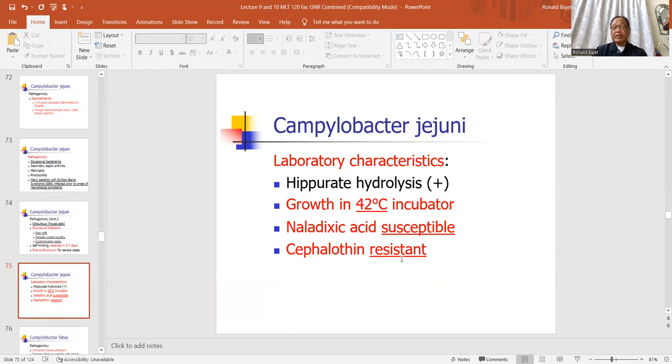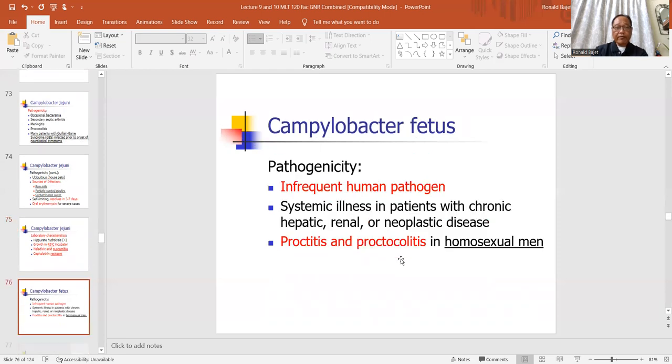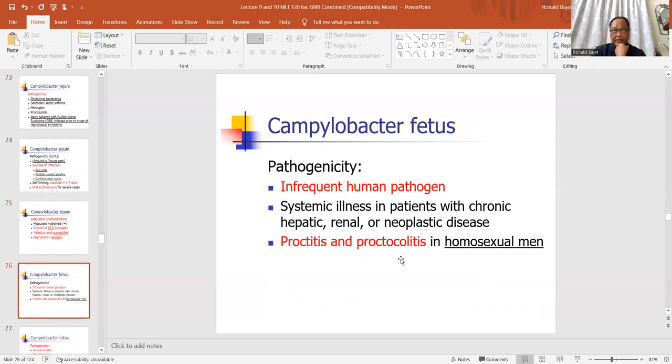Like I mentioned, incubation conditions, jejuni and coli will grow at 42 degrees. Campylobacter fetus will grow at 25 degrees. And make sure you know the nalidixic acid and the cephalothin reactions. I'll give you a table so you can memorize and use for review. Campylobacter fetus, that's the one that grows at 25 degrees. It's not a common pathogen. It's infrequently isolated. However, if it is, it causes proctitis or proctocolitis in homosexual men.